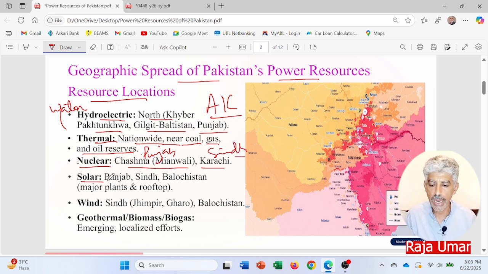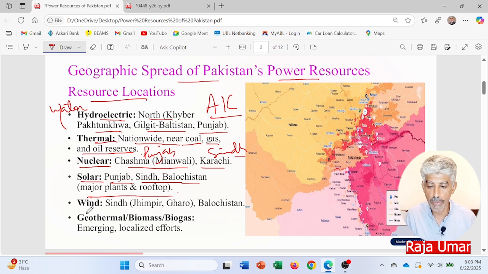Solar power, Punjab, Sindh, Balochistan, major plants and rooftops. We see that now the people are switching their energy resources toward the renewable ones, that is the solar power, and everyone is trying to install solar panels over their rooftops so as to avoid the high electricity cost they are bearing, just because the majority of the power being generated in Pakistan is through thermal means, and that is really very expensive as it is being fueled by the fossil fuels, that is the coal, gas, or oil, which are most of the time imported to run those thermal power stations.